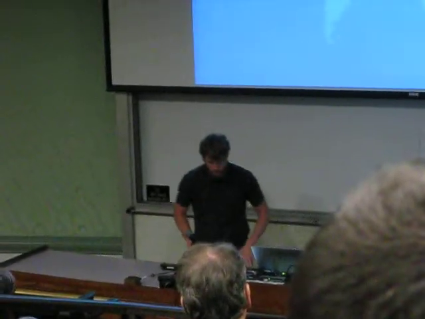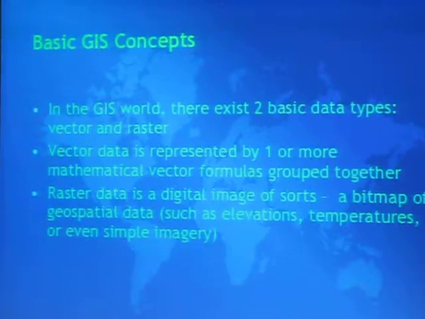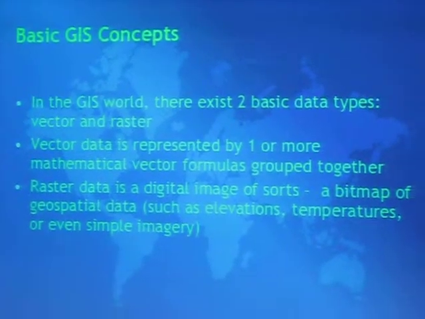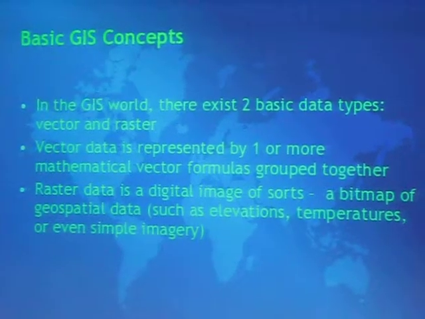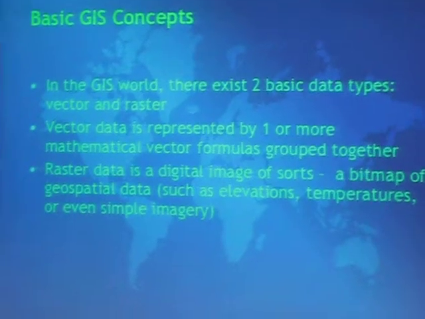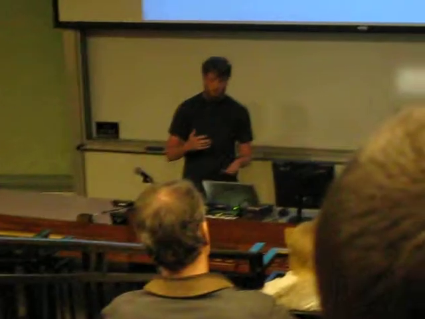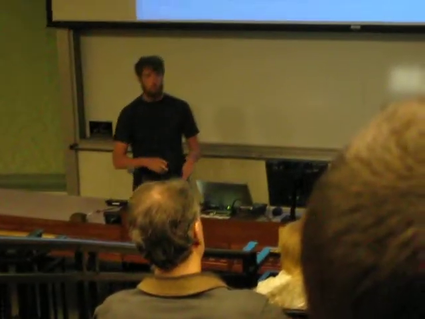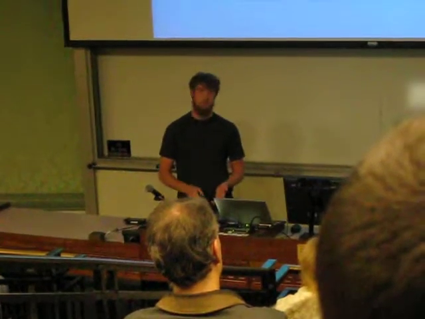So, basic GIS concepts. When we talk about GIS data, we really have two different types of data. We have vector data and we have raster data that goes into a database. The names are pretty self-explanatory. Vector data is kind of what you would find inside an SVG. It's some sort of mathematical formula that shows you how to draw a line or a polygon or even three-dimensional shapes. Raster data, on the other hand, is a little bit interesting.